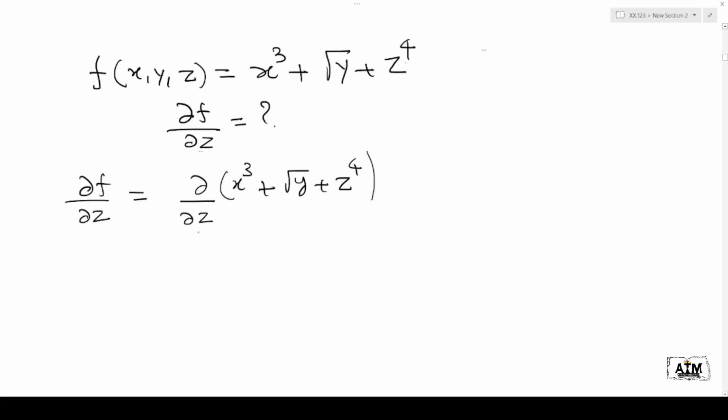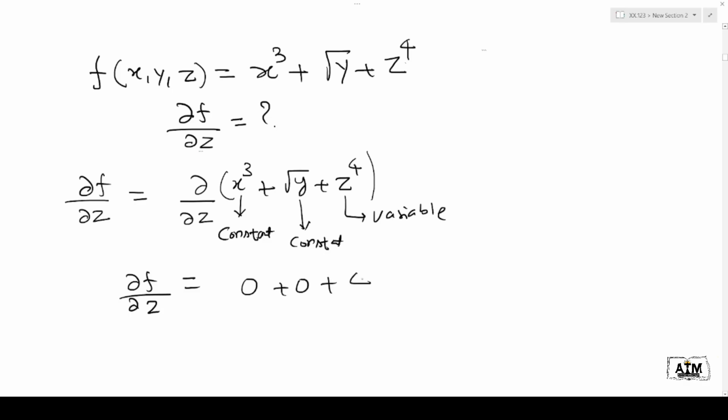While doing partial differentiation with respect to z, we treat the other variables as constant. We consider x as a constant, so x cube is a constant and root y is also constant. Therefore, z is the only variable. Therefore, dou f by dou z equals 0 plus 0 plus 4z cube. Therefore, the partial differentiation of f with respect to z equals 4z cube.